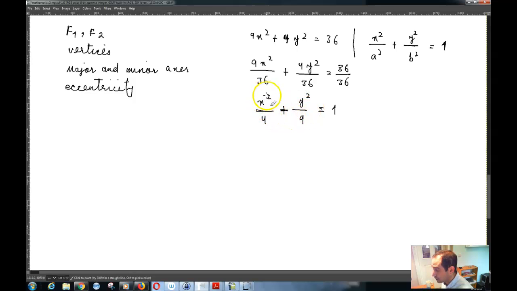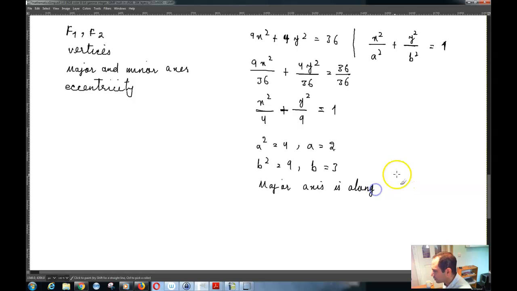So what this means is that your a squared is equal to 4, and so a is equal to 2, and b squared is equal to 9, so b is equal to 3. And so what that means is that since the denominator of y squared is larger, that means that the major axis is along the y-axis.